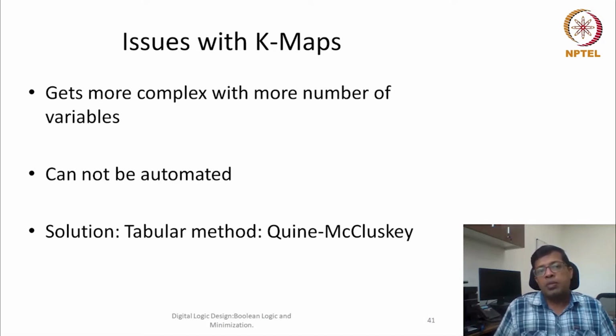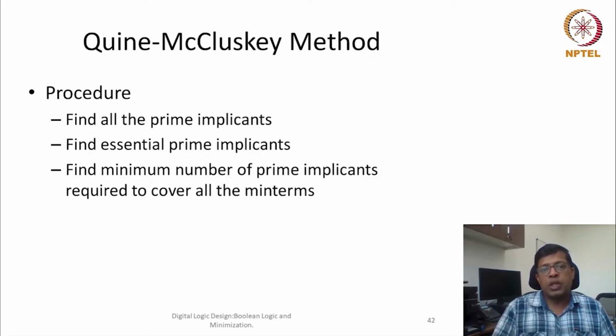So with that purpose, another method has been proposed by a researcher which is quite popular. It's called Quine-McCluskey, or in short, the QM method. In the Quine-McCluskey method, the procedure is essentially the same. Whatever we were doing in K-maps, we do similar things, but in a tabular method, or a text-based method, rather than a graphical method.